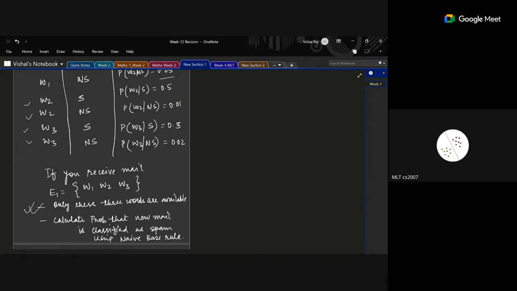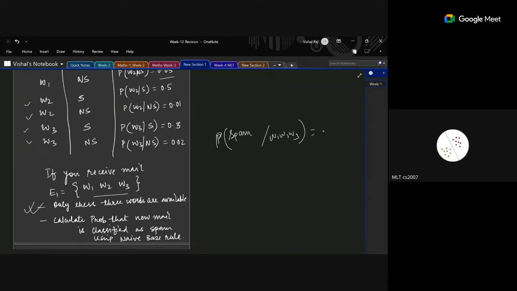Now you have to calculate the probability that the new mail you have got, which consists of W1, W2, W3, will be classified as spam. What is the probability of that? So what do you have to calculate? Can somebody tell me what is the given thing? Words are given. Okay, so W1, W2, W3 is given, and you have to calculate the probability that it belongs to spam. Right, sir. Okay, so that probability value you have to calculate.